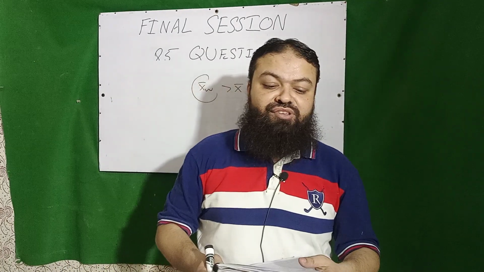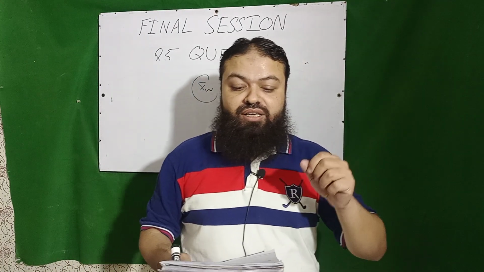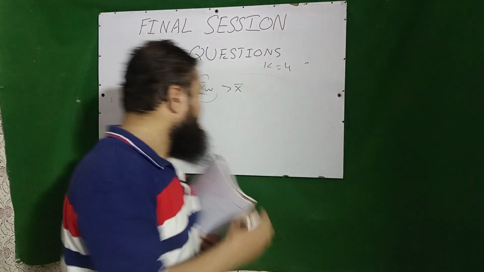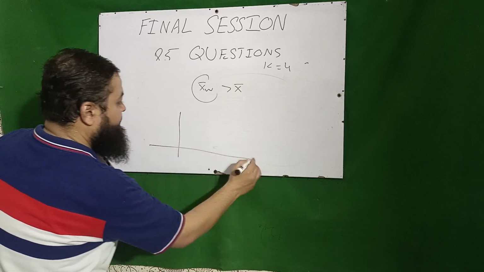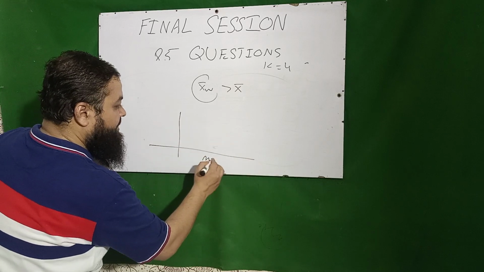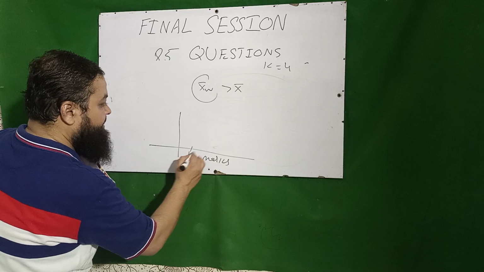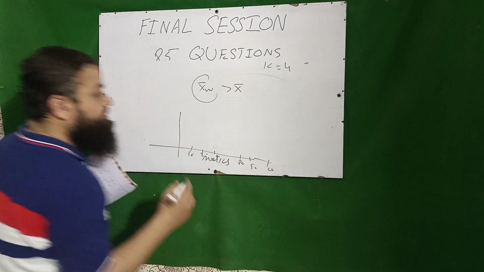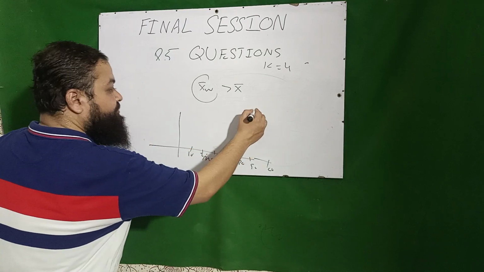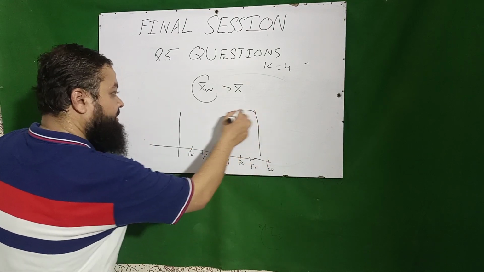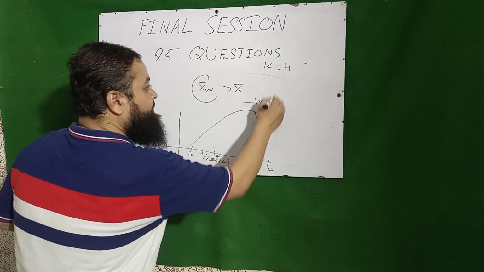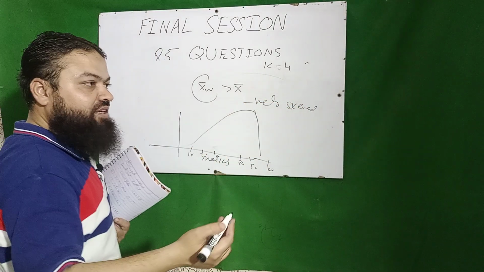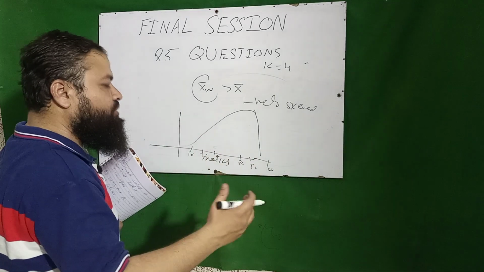Next is, test was easy, most of the students got good marks. Then which skewness is that? I will have to make the graph. It is the marks. Here we have marks 10, 20, 30, 80, 90, 100. Test was very easy. Most of the students have got good marks. It is negatively skewed.